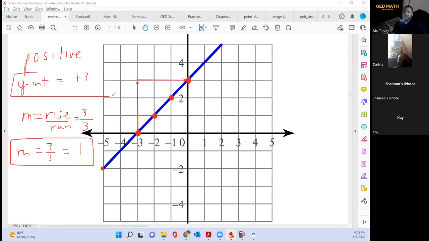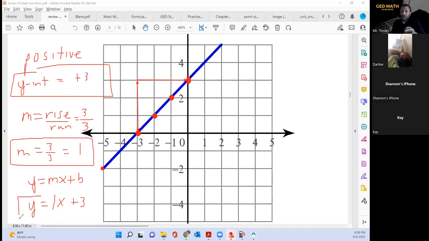My y-intercept is +3. So my equation of the line, if I'm using slope-intercept form, y equals mx plus b, all I'm going to do is substitute my slope, which is 1. So y equals 1x, and my y-intercept is +3, plus 3. So that will be my equation, y equals 1x plus 3.